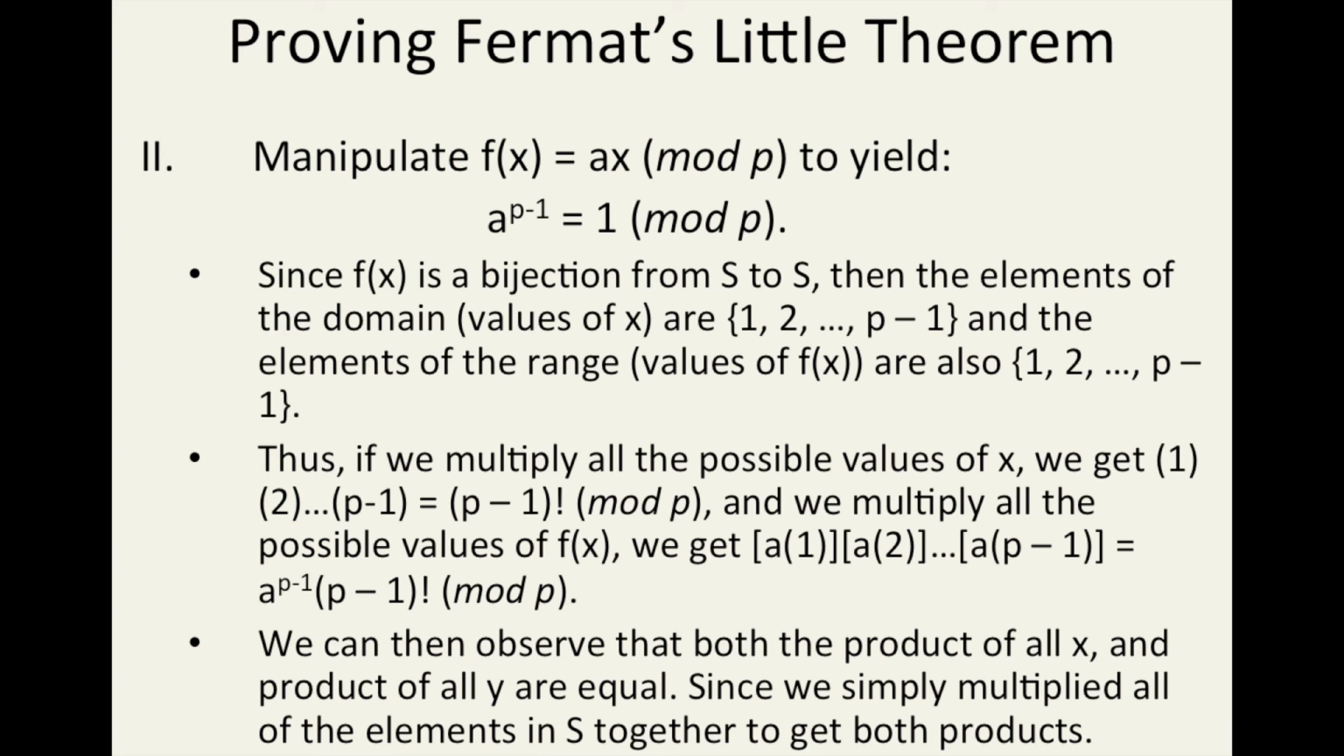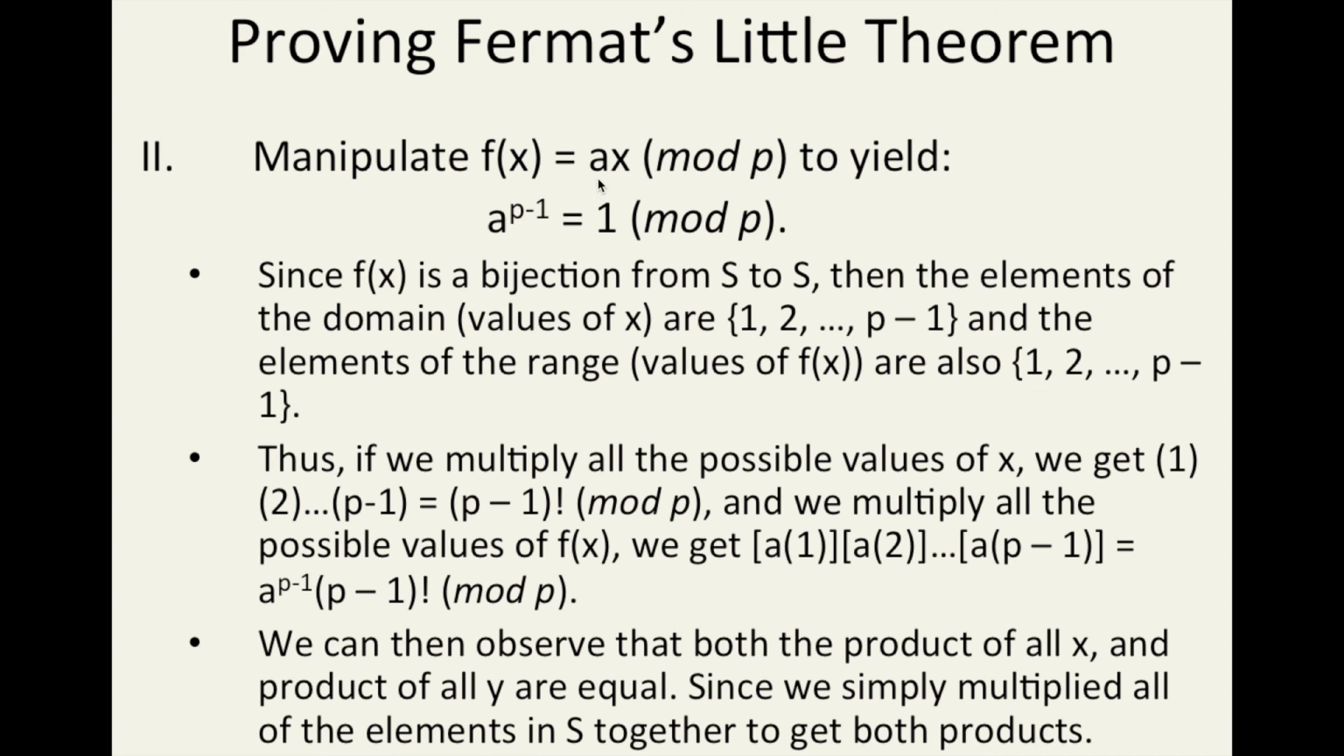And so what that implies is that if we were to multiply all the possible values of x, we'd simply get all the numbers 1 to p minus 1 multiplied together, which is simply p minus 1 factorial. 1 times 2 times 3 times 4 all the way to p minus 1, just p minus 1 factorial. And then if we multiply all the possible values of f of x, we're going to get something kind of similar. Specifically, we'll get a times 1, a times 2, a times p minus 1, etc.